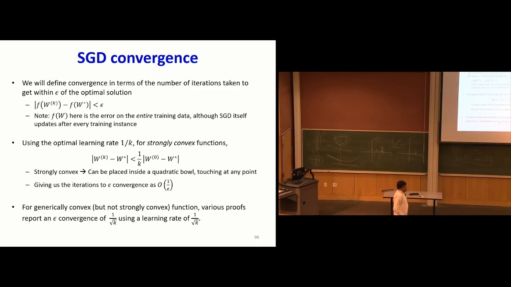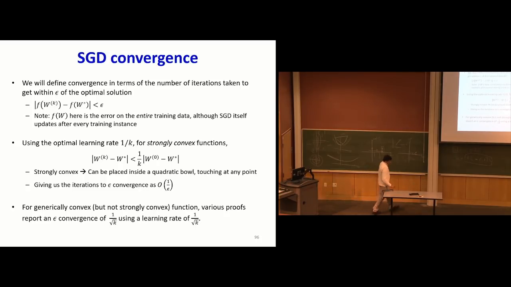Now, we looked at the notion of convergence, at least in the slides from the previous class. You're going to define convergence in terms of the difference between the value of the function at the current step and the value of the function at the optimal location. So this difference is going to be some criterion for convergence.